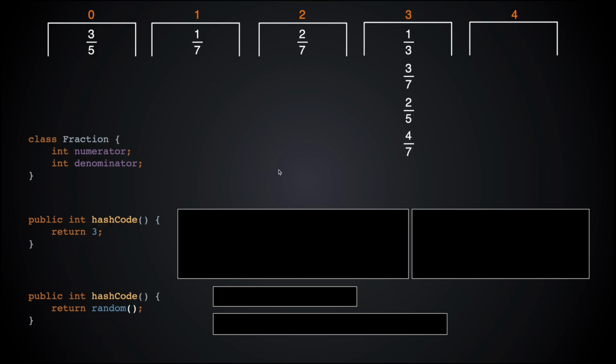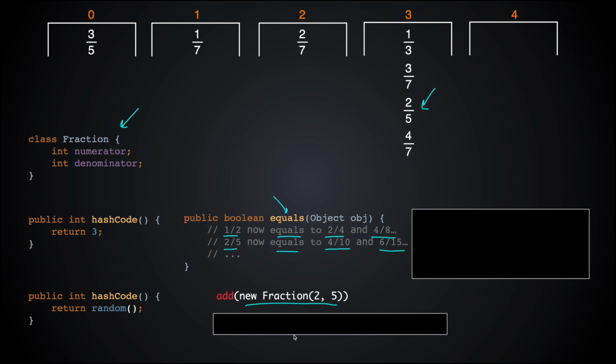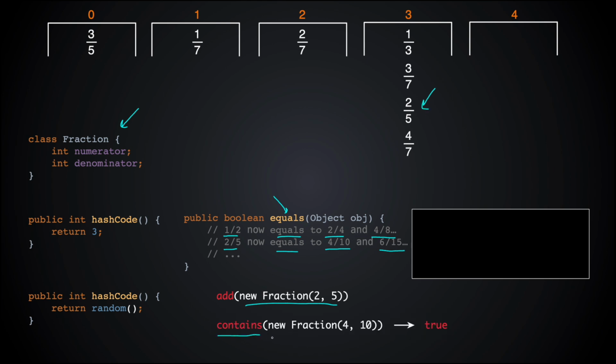And now the last third question, which is a bit more complicated, however it's the most popular out of these three. Let's say that for our fraction class, we've overridden the function equals, and now 1/2 is equal to 2/4, 4/8, and so on. And the fraction 2/5 is now equal to 4/10, 6/15, and so on. And then we've added a new fraction 2/5 into our hash set. And now we call a contains function from a different object, 4/10, and we want to receive true as a result because there is an equal object in the hash set. How can we do it?